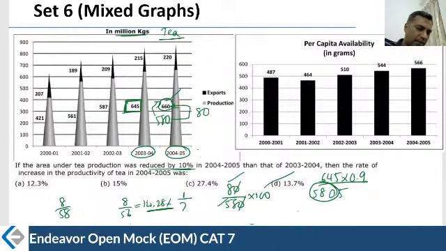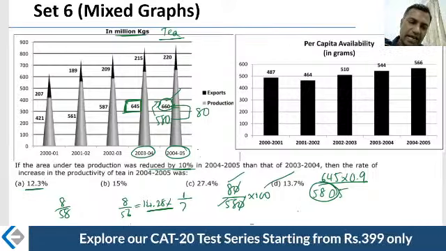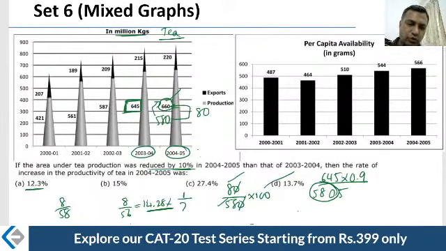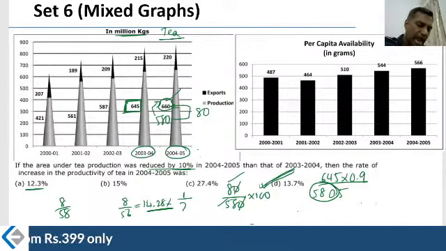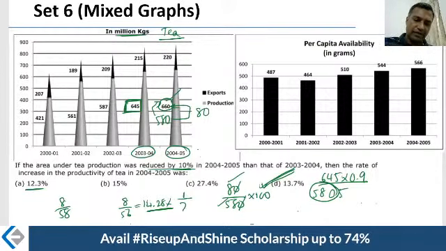If you're too finicky about it, you may ask why it can't be 12.3. Then you have to do a little bit of meticulous calculation. But your gut feeling, because you do the calculations often, tells you the answer is going to be 13.7. It won't be as far off as 12.3. That is quite far. Nevertheless, that's how you do these calculations. I hope you got the point.